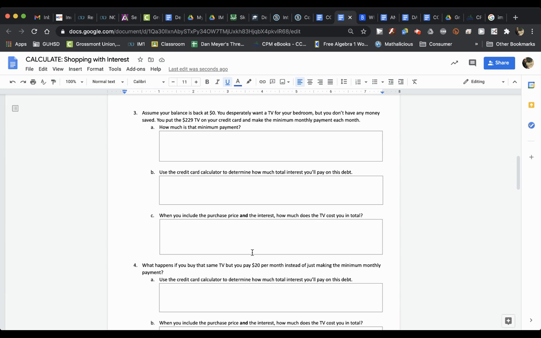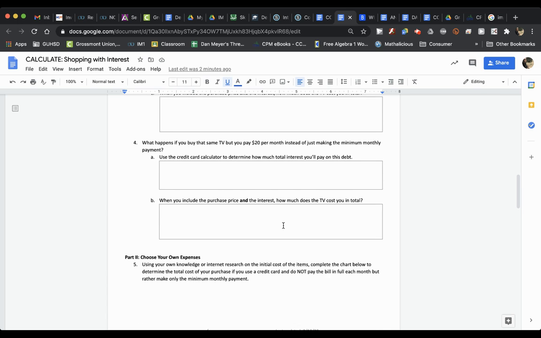In three, assume your balance is back to zero. You desperately want a TV for your bedroom, but you don't have any money saved. You put a $229 TV on your credit card and make the minimum monthly payment. So again, you're going through the same process that you just went through. You need to find your minimum payment, which is 3% of this. Then you're going to use the credit card calculator to determine the total interest again. And then you're going to find out how much it costs to actually purchase the TV while using your credit card, by adding the total interest to the price of the TV.